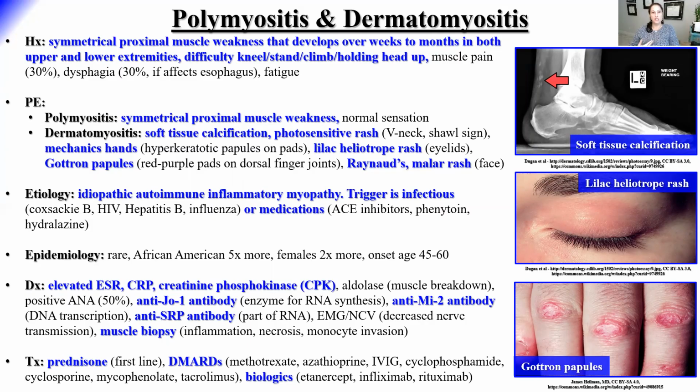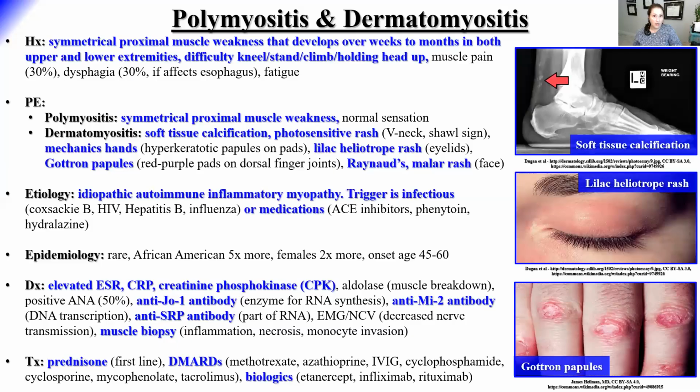Photosensitive rash, the V-neck is the front and the shawl sign is the back. So anywhere that the sun may touch them, they'll get this photosensitive rash. Mechanic's hands are hyperkeratotic papules on the pads. Lilac heliotrope rash, it looks like she's wearing kind of a purplish eyeshadow there. Gottron's papules on the bottom picture here, we can see this reddish purple discoloration on the dorsal finger joints. Raynaud's, where they get a spasm of the blood flow to the fingers and they can get this whitish and red transient discoloration. And then a malar rash, which occurs on the face.